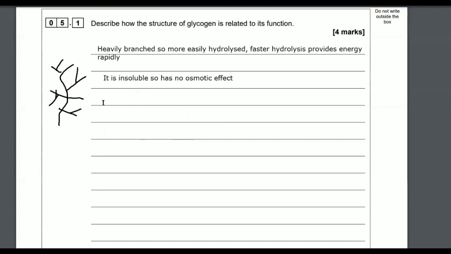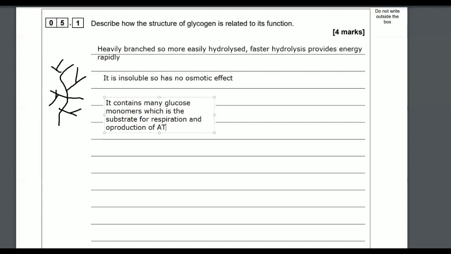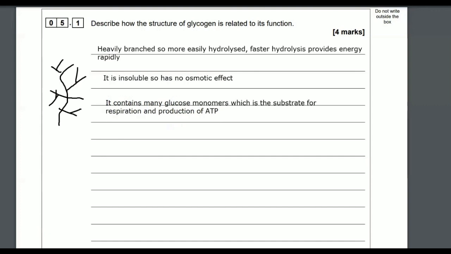So all storage molecules are insoluble. Just memorize that, whether you're talking about amylopectin, amylose, starch, or glycogen. It also contains many glucose monomers, and this goes for all of the other carbohydrate storage molecules. And of course, glucose is the main substrate used for respiration and the production of ATP. So that's another reason how its structure is related to its function.